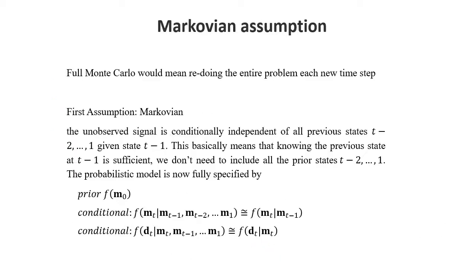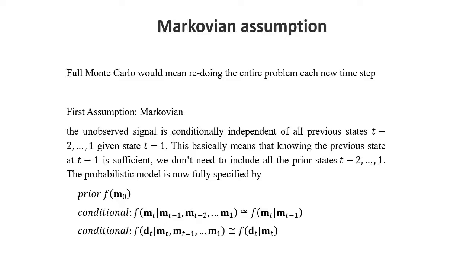The obvious solution to this is just to repeat the Monte Carlo exercises that we've seen in the previous lectures at each individual time step. But of course, that would be very inefficient. It would mean redoing the entire exercise every single time step. And if data becomes available very quickly, then this idea would not work practically, simply because the amount of computation and modeling time would exceed the rate at which the data becomes available.